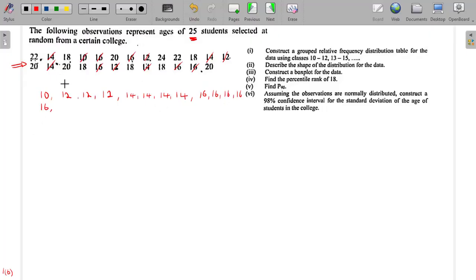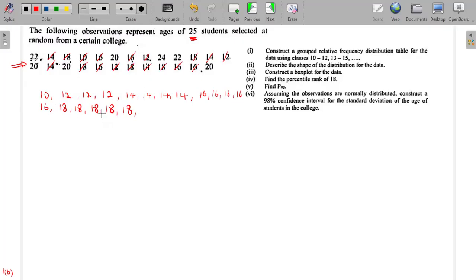From 16, I go to 18. How many 18s do I have? I can see 1, 2, 3, 4, 5. So that is 18. Okay, 18, 18, 18, 18. So I have 5 of them. Okay, from 18, which number comes after the 18?